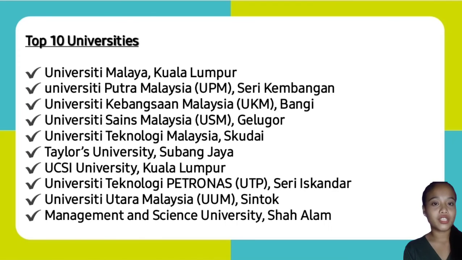Ten universities in Malaysia. University Malaya, Kuala Lumpur. Universiti Putra Malaysia or UPM, Seri Kembangan. Universiti Kebangsaan Malaysia or UKM, Bangi. Universiti Sains Malaysia or USM, Gelugor. Universiti Teknologi Malaysia, Skudai. Taylor's University, Subang Jaya. UCSI University, Kuala Lumpur. Universiti Teknologi Petronas or UTP, Seri Iskandar. Universiti Utara Malaysia or UUM, Sintok. Management and Science University, Shah Alam.